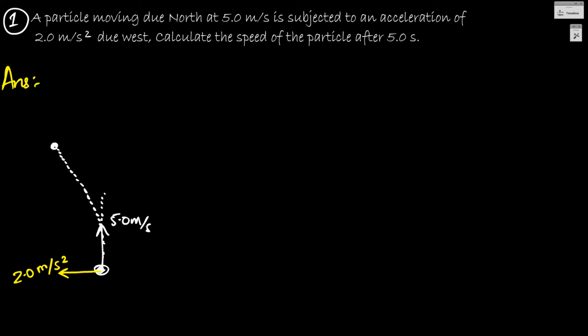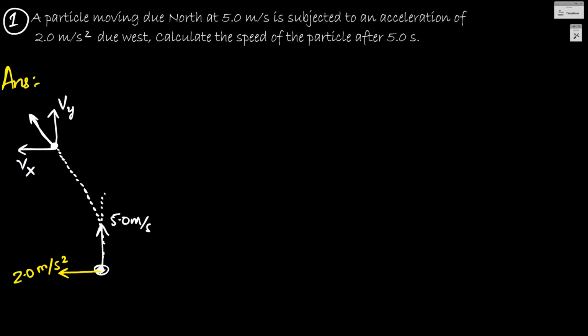We know that its velocity is going to be this way, tangential to the path. And how much is that going to be? To answer that, we'll decompose this velocity into two parts. This will be the velocity along the y direction, which is the vertical, which is the north, and this will be the velocity along the x direction, which we'll call the horizontal, which is the west.